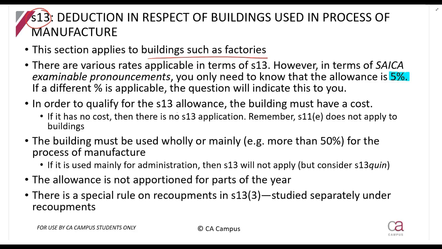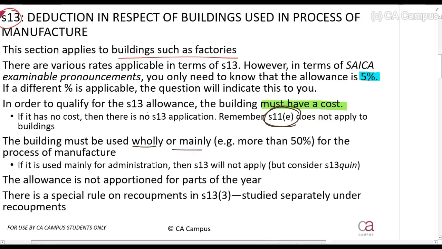In order to qualify for the section 13 allowance, the building must have a cost. So, same as with some of these we've seen so far, if the asset does not have a cost, so for example if it was donated to you, then you cannot claim an allowance on it. Please then remember, guys, we always fall back to section 11E, the wear and tear section, but remember that's not available for immovable property. So if a building doesn't have a cost, there's just nothing that you can get for it.